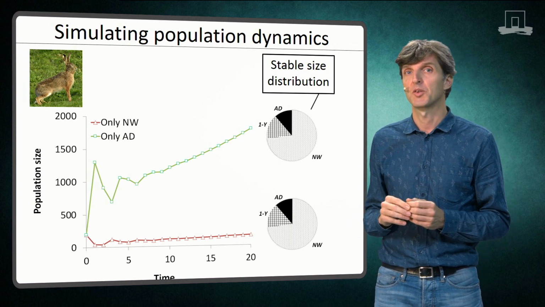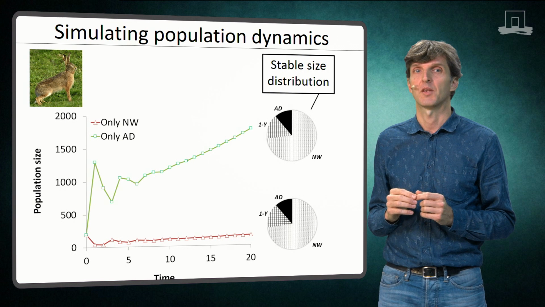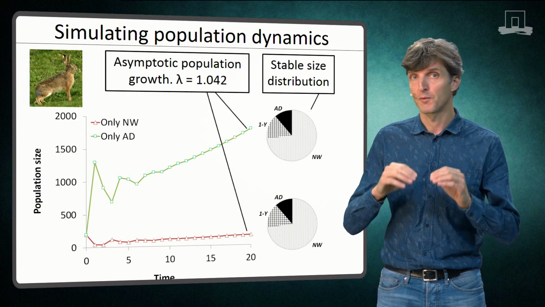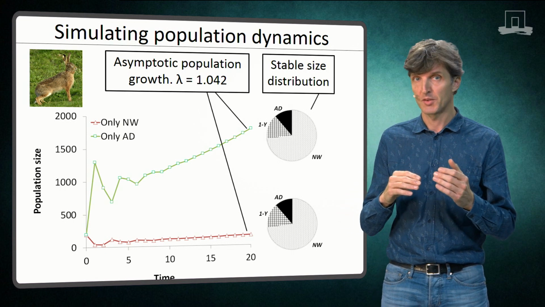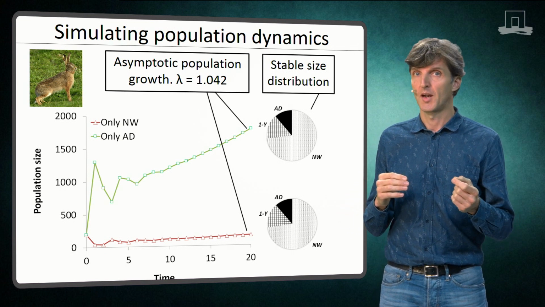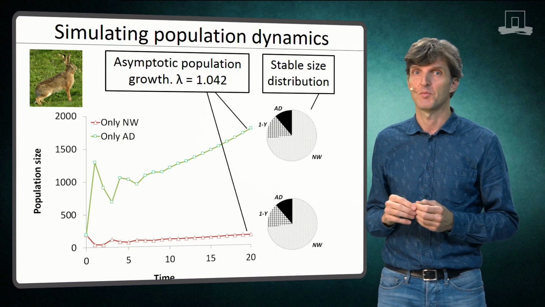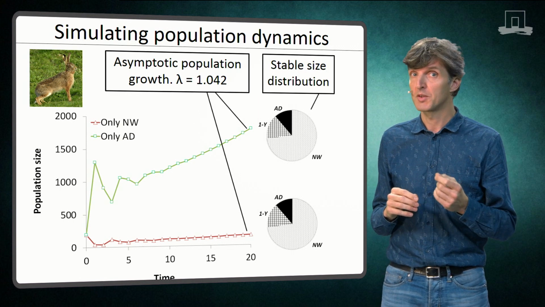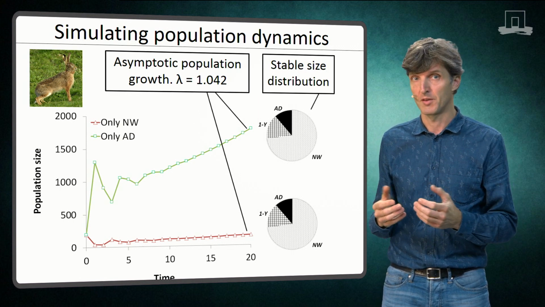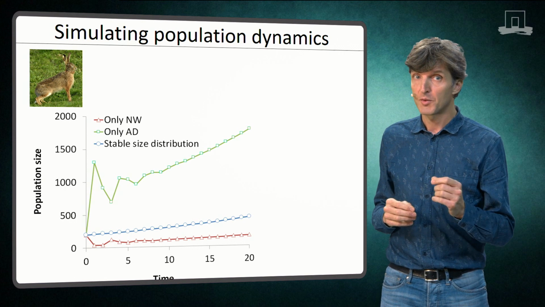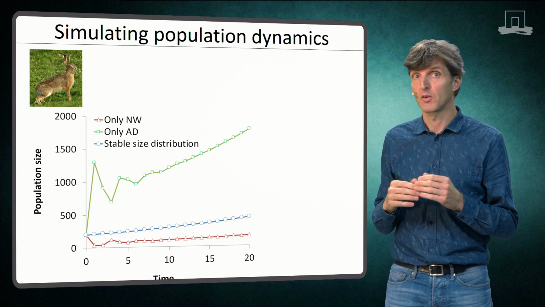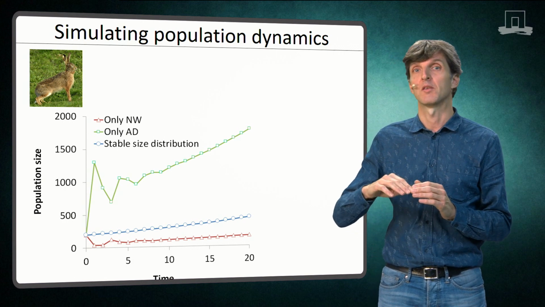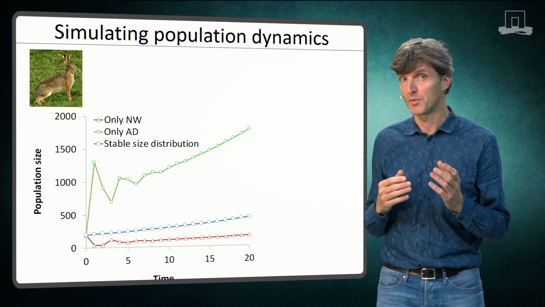This is a mathematical property of the transition matrix. It is the right eigenvector. And when populations have reached that relative distribution, they grow at a fixed rate. This is called the asymptotic population growth rate, or lambda, and it is the dominant eigenvalue of the transition matrix. In this case, lambda equals 1.042, which means a 4.2% growth per year. If we start with a population of 200 individuals distributed according to this stable size distribution, population development is smooth from the start on, and population growth equals lambda from year 1 onwards.